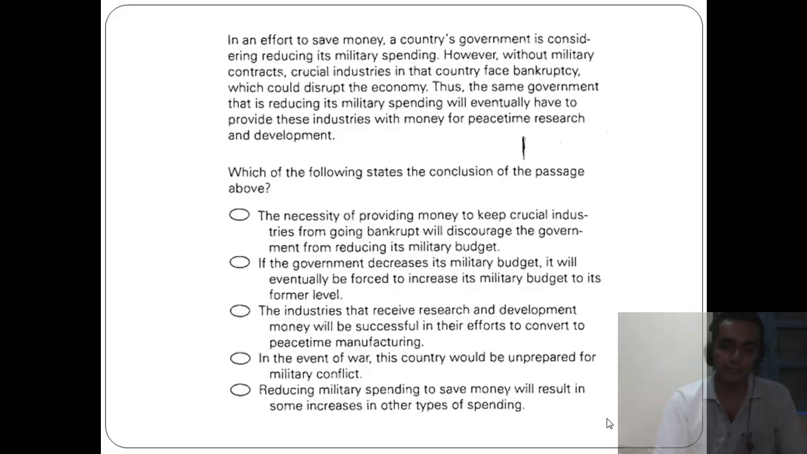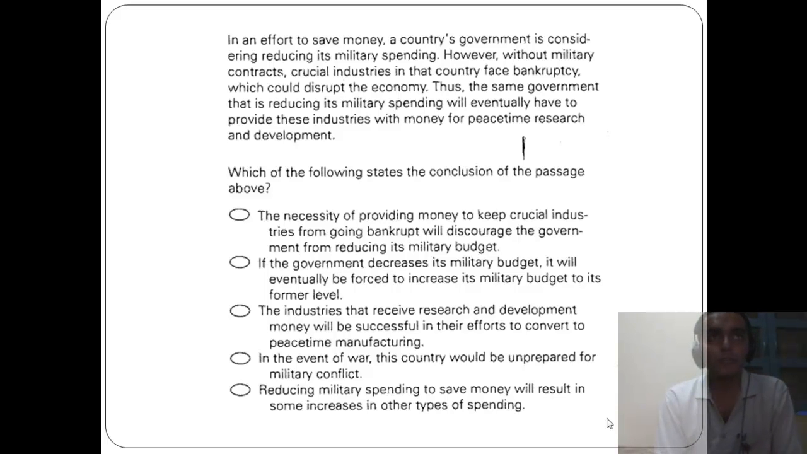Let's look at an example to understand things better. So this is an argument on the top, and we are asking which of the following states the conclusion. Now we want to know the conclusion, so we must understand what the author is assuming, what evidence he is giving, and based on that what he is going to conclude. So we have to go in the same stream, in the same direction.